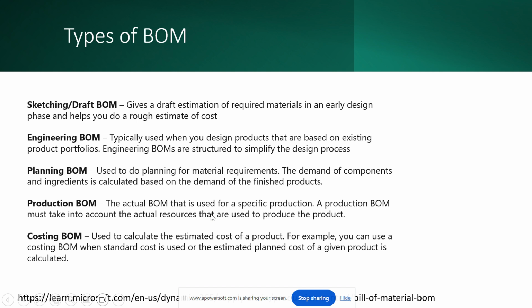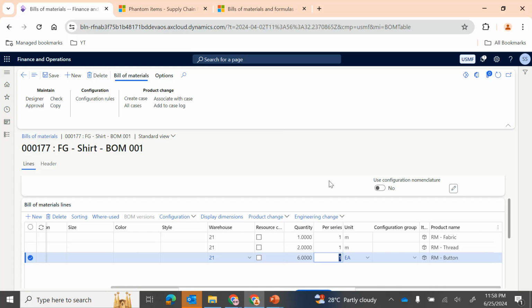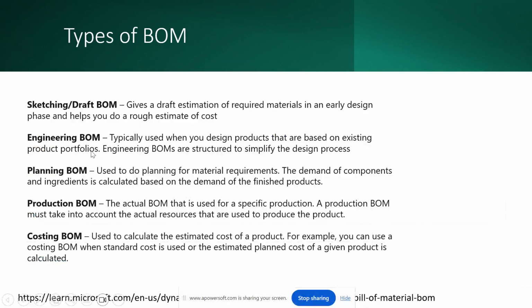This is the BOM which will be referred by the system whenever a production order is getting created. A draft BOM is basically used whenever you do estimations. And engineering BOMs are created whenever we do engineering changes or configuration. In those cases, the engineering BOM will be used. The engineering BOMs are structured to simplify the design process. So whenever you go for designing, I think it is recommended to use the engineering BOM, but not in the case of production.